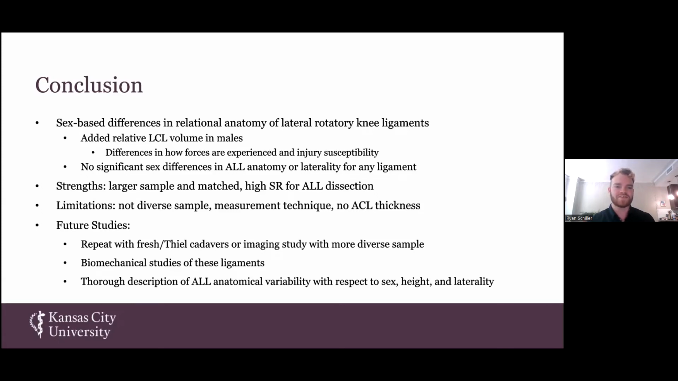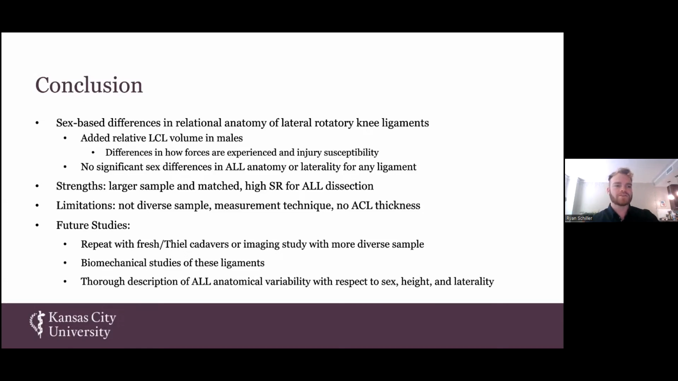Some limitations of this study are not having a very diverse sample in terms of age and race, the measurement technique that we used, using the digital caliper, and also not being able to include ACL thickness in our relational analysis, because in order to measure the ACL thickness with digital caliper, we would have had to destroy the knee joint.